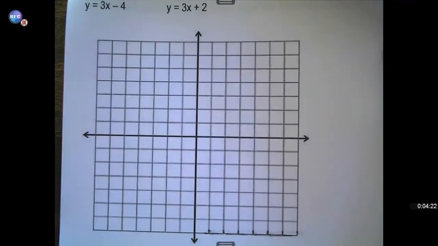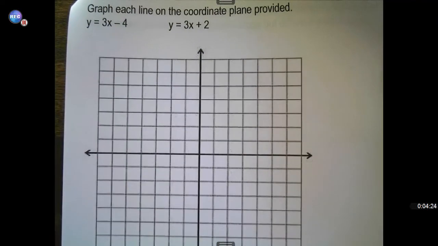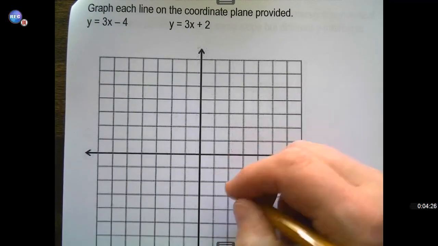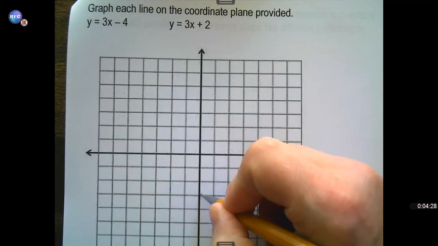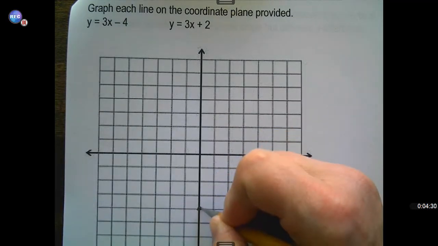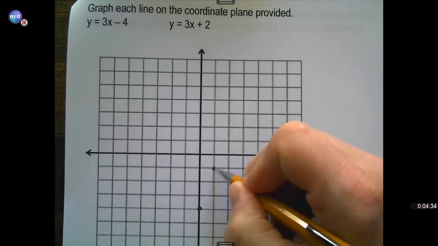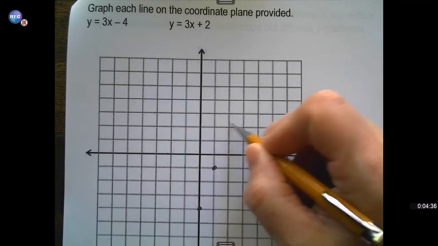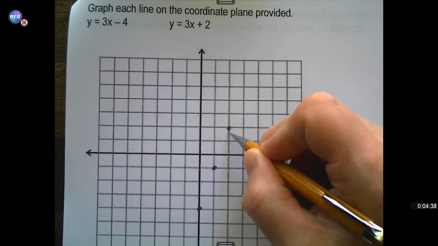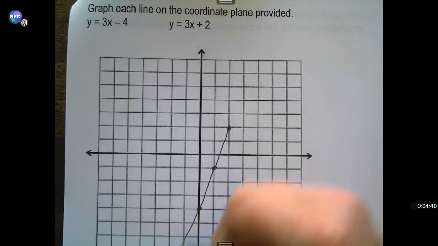Now we're going to graph these lines on this coordinate plane. So that first line, the intercept is -4, and then the slope is 3, so I'm going to rise 3 and run 1, rise 3 and run 1, and we are looking at this line.